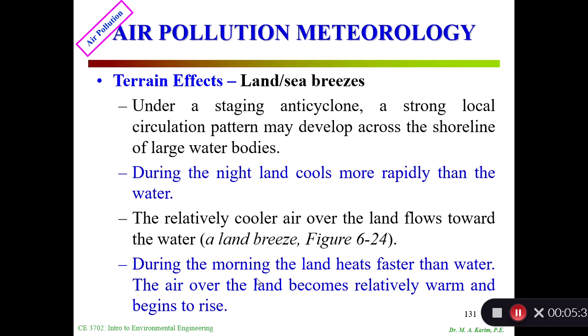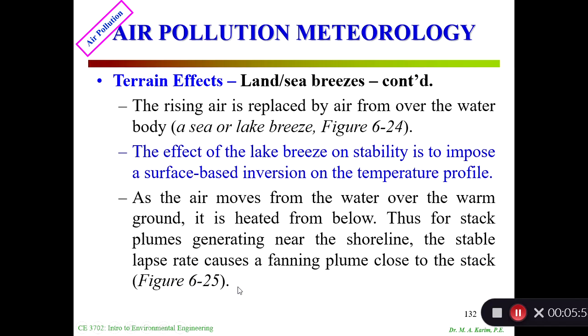So, terrain effects: land and sea breezes. Under a stagnating anticyclone, a strong local circulation pattern may develop across the shoreline. Near large bodies of water, land cools more rapidly than the water during the night, and during the morning the land heats faster than the water. The air over the land becomes relatively warm and begins to rise. So these are the terrain effects. I think I have some pictures to show you.